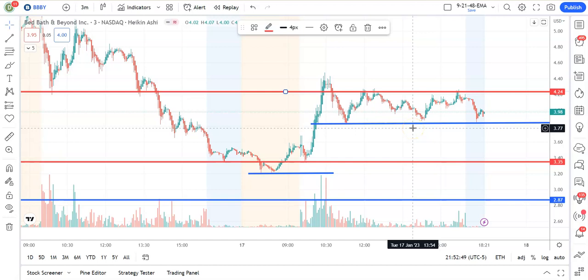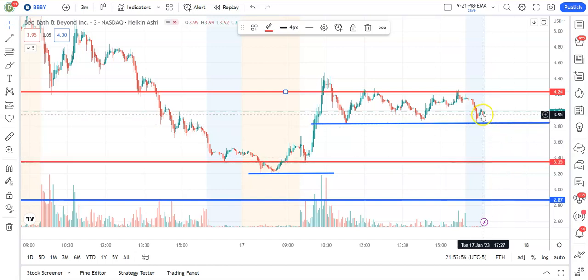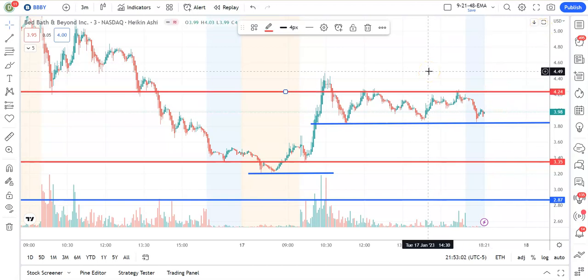So how can we say bullish or bearish? If it breaks this 3.8, it is bearish, so it might come back to 3.3. On the other hand, if you see it going up and it breaks 4.25, then it will go higher. So this is how we make a plan.